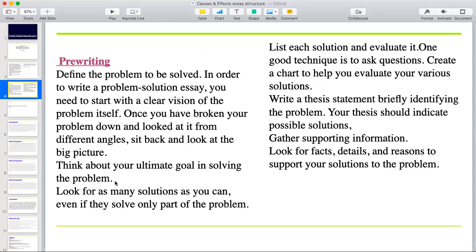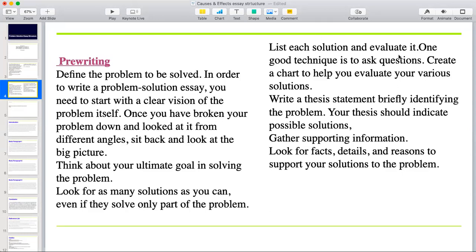Look for as many solutions as you can. While you are brainstorming, you don't have to only find 3. You can find 20. It's okay. But at the end, you will talk about only 3. Even if they solve only part of the problem, they will still be useful.